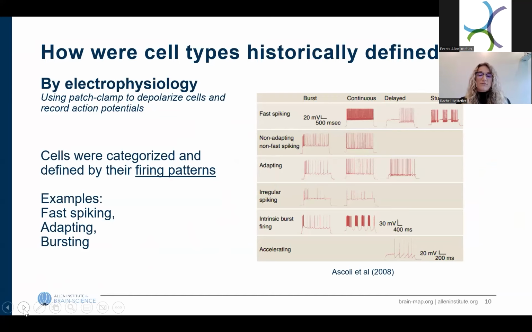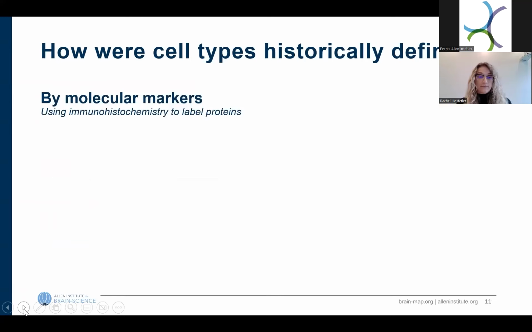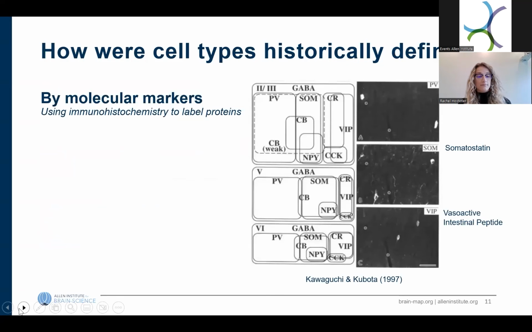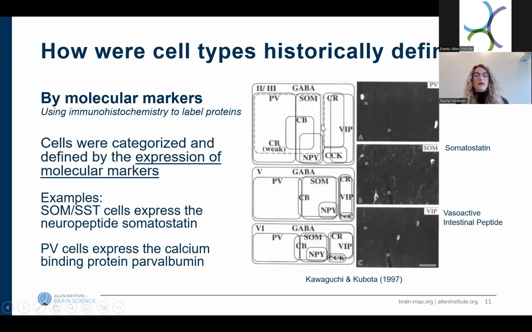And so because of this, electrophysiologists started naming cells and defining cells just based on their firing patterns. Examples of these include fast spiking, adapting, and bursting. Another way that cells were historically defined was through the identification of different molecular markers, primarily by using immunohistochemistry to label different proteins. An example of this are the number of different proteins that were used to identify subpopulations of inhibitory interneurons.